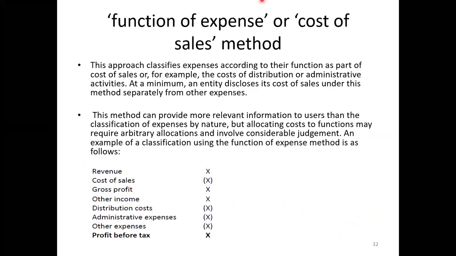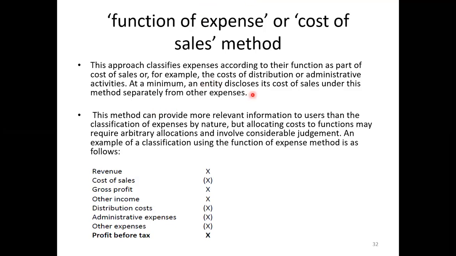Now we move to the second method of analyzing the expenses: function of expense or cost of sales method. This approach classifies expenses according to their functions as part of cost of sales, or for example, the cost of distribution, selling and distribution expenses, administrative expenses, like that.